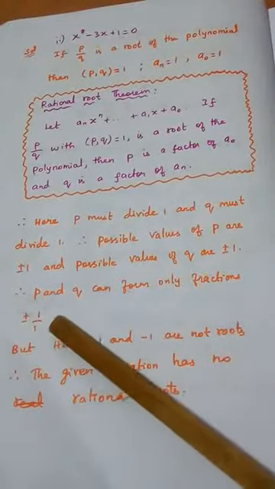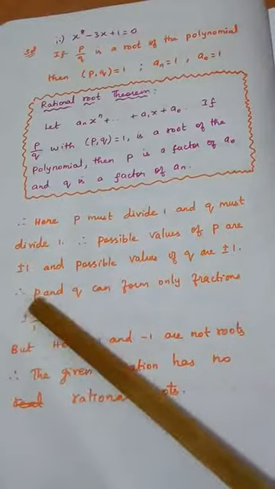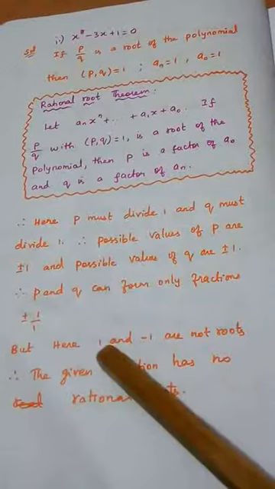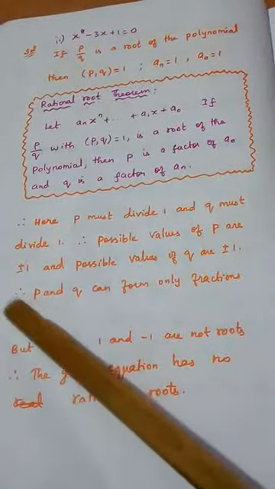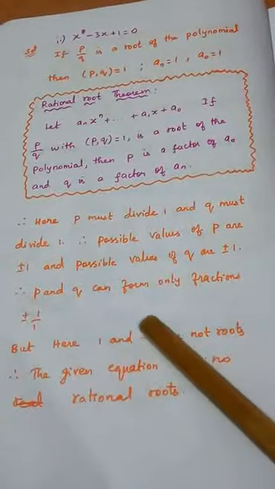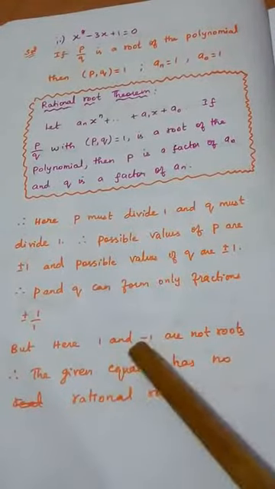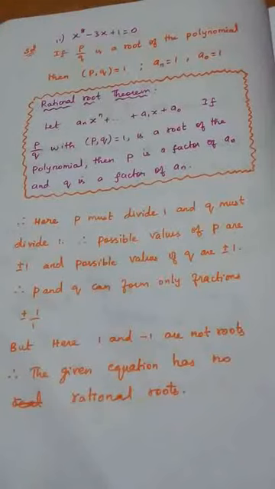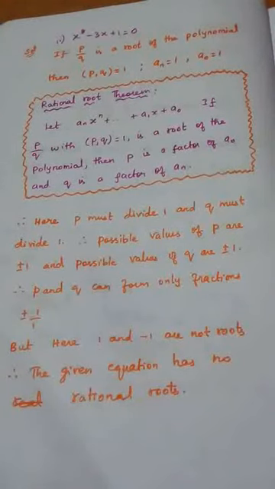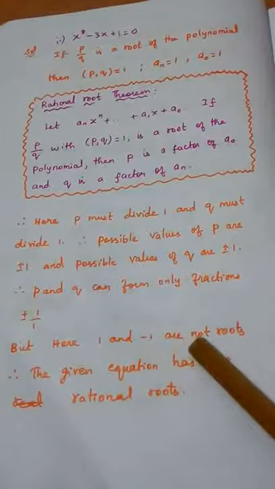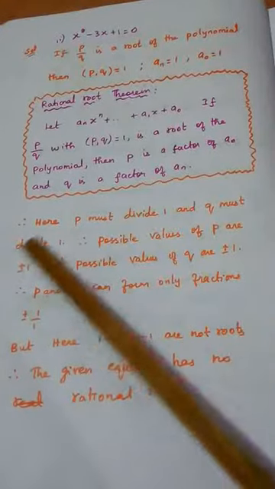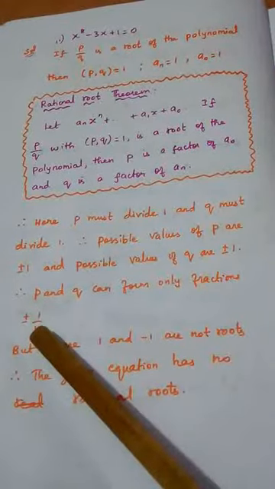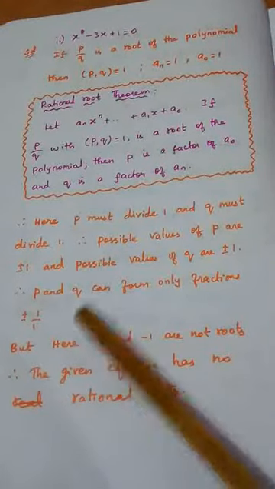Whatever it is, if both are plus 1, the root will be 1. If both are minus 1, then also the root will be 1. If one is plus and the other is minus, the answer will be minus 1. So the only possibilities are either plus 1 can be a root or minus 1 can be a root.